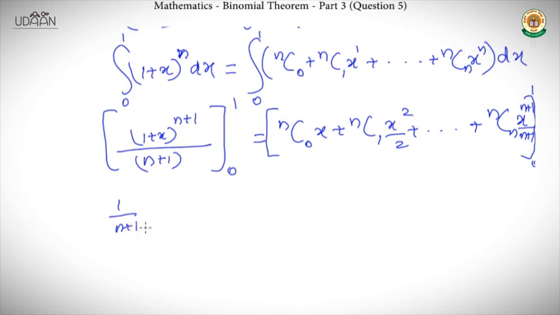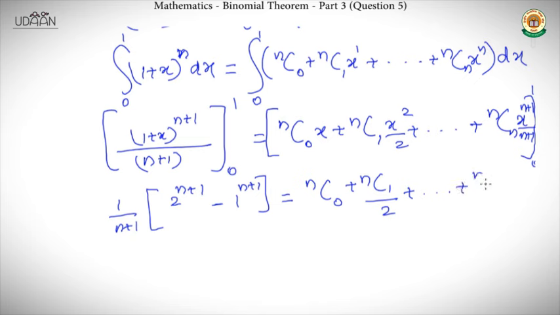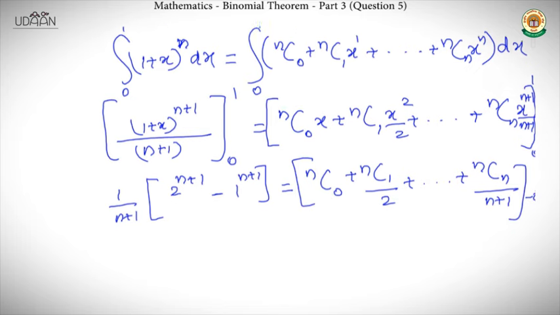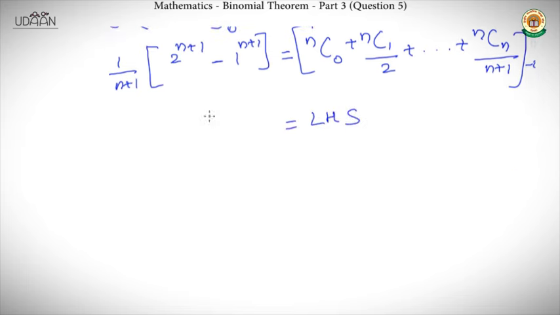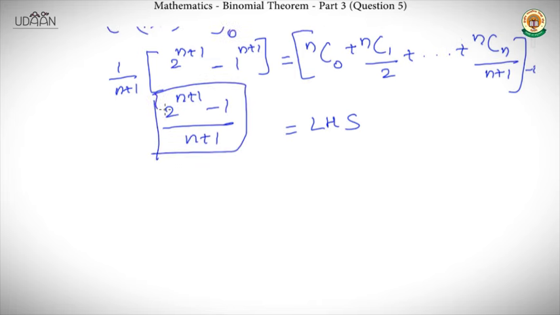1 by (n plus 1) into 2 raised to (n plus 1) minus 1 raised to (n plus 1) is equal to nC0 plus nC1 by 2, up to nCn by (n plus 1), minus 0. So this is the LHS of the given expression. And this is (2 raised to (n plus 1) minus 1) by (n plus 1), which is what we wanted to get.